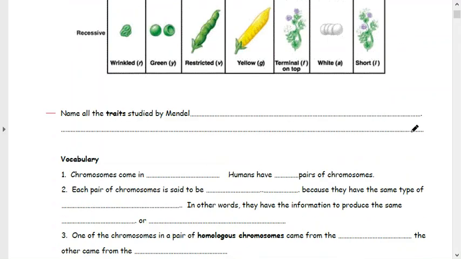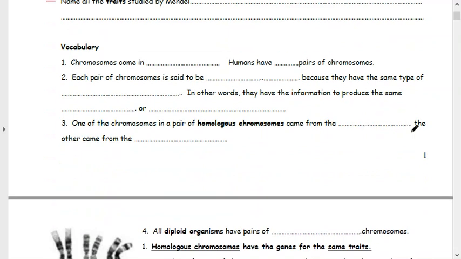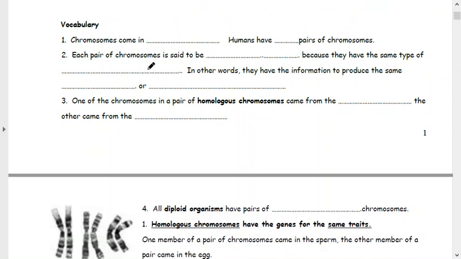Again, I know this is a long packet. If you can print it, that would be great. But if you can't, then you're just going to kind of have to follow along and jot some of this down on your own sheet of paper. All right, so for some vocab, let's review some vocab. Chromosomes come in pairs. Humans have, you guys should know this, 23 pair for a total of 46.